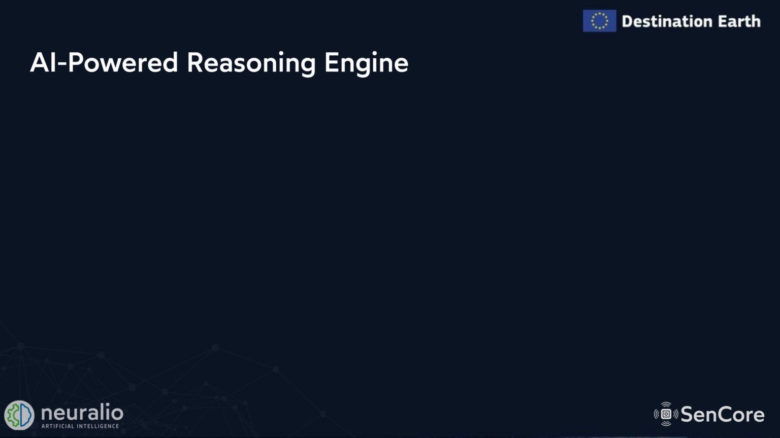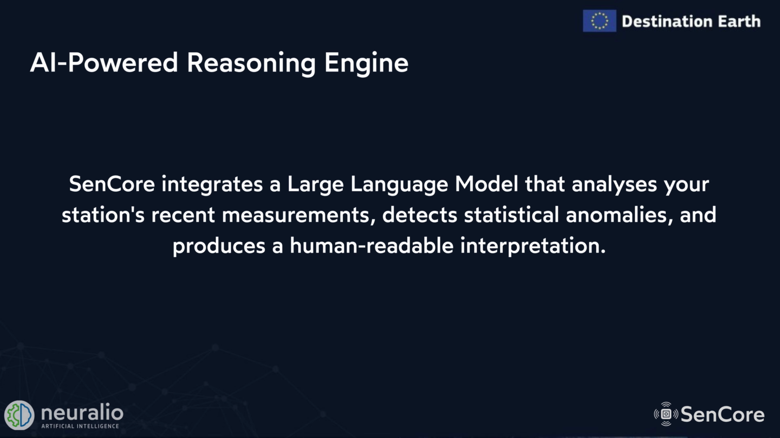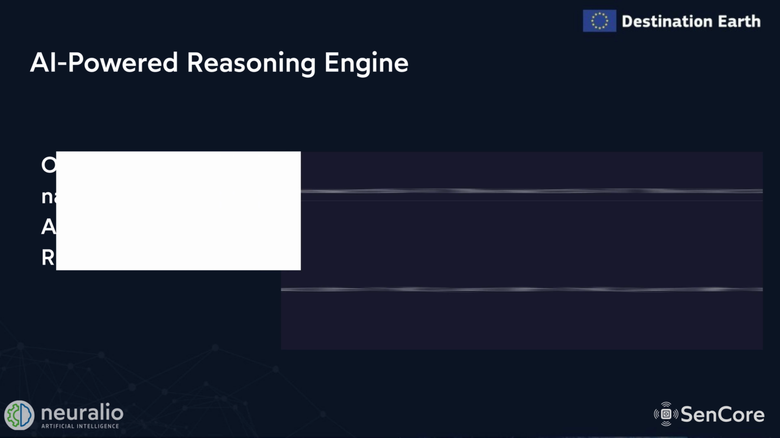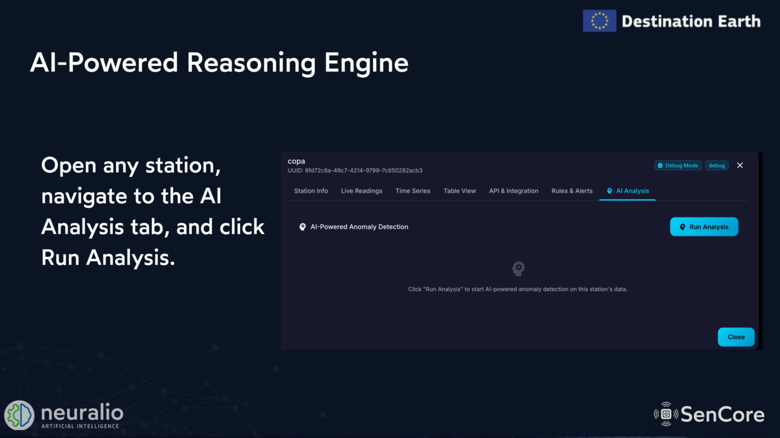Now to one of the most powerful additions in this release, the AI-powered reasoning engine. SenCore integrates an on-premise large language model that analyzes your station's recent measurements, detects statistical anomalies, and produces a human-readable interpretation. Open any station, navigate to the AI Analysis tab, and click Run Analysis.